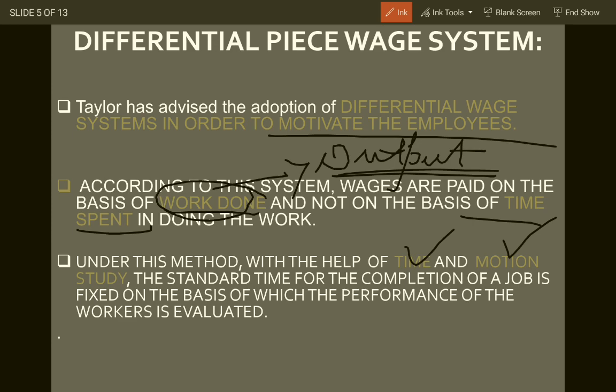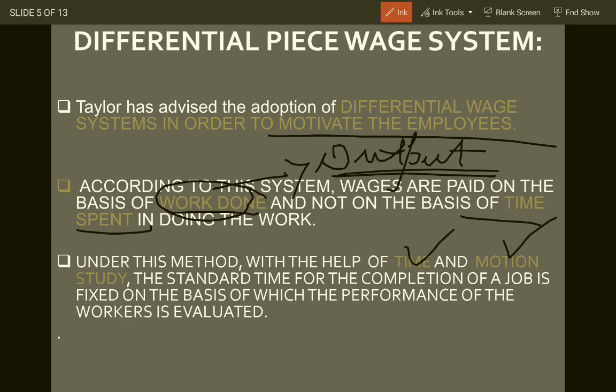By this technique, F.W. Taylor said managers should analyze how much time should be taken by a worker to convert raw material into finished goods, what motions they are going to perform, and what rest time they should be given. All this technique I am going to explain in the next PPT, but let's continue with this.